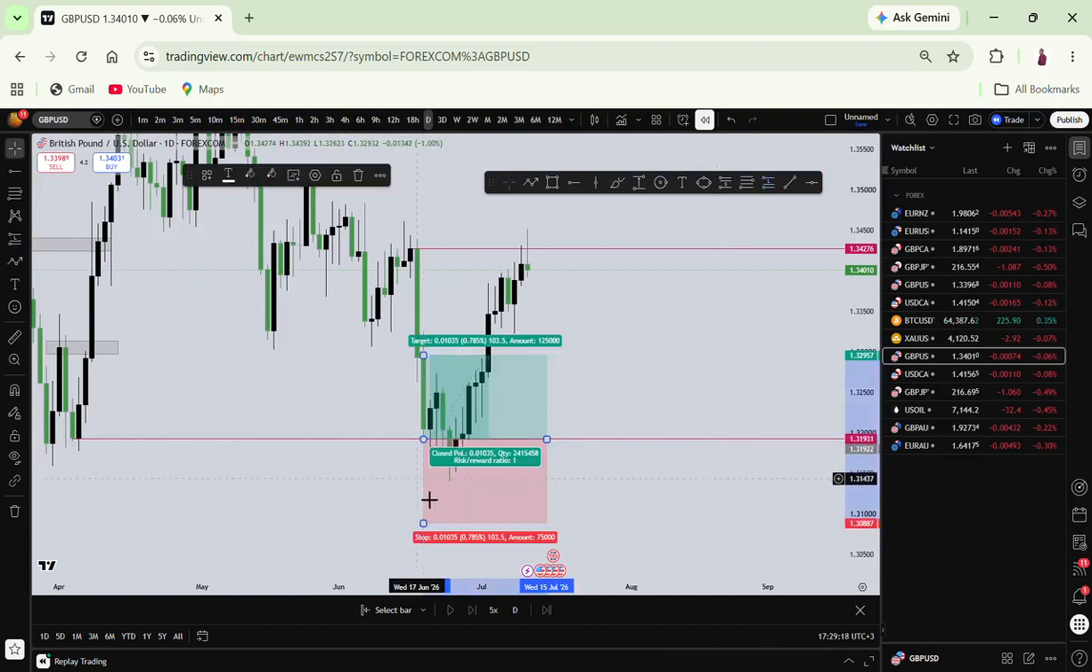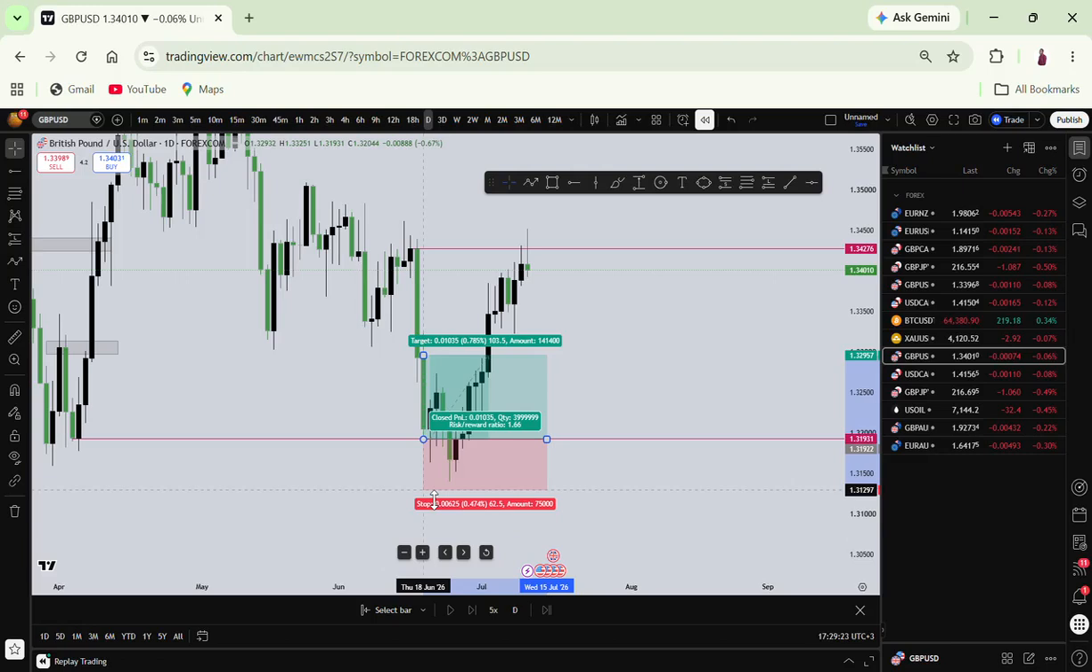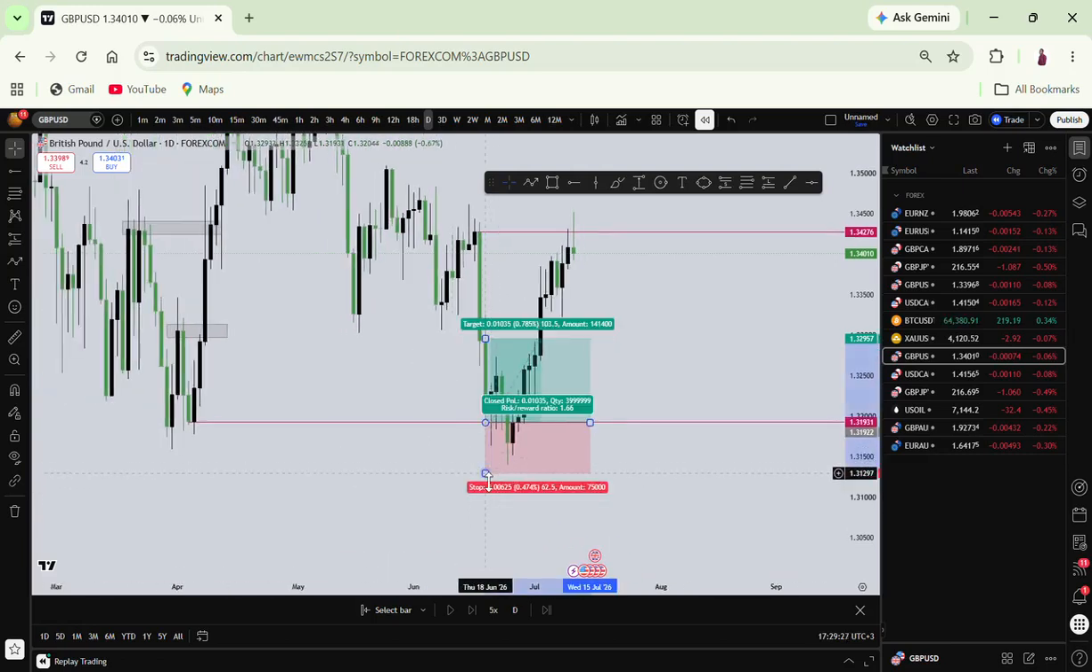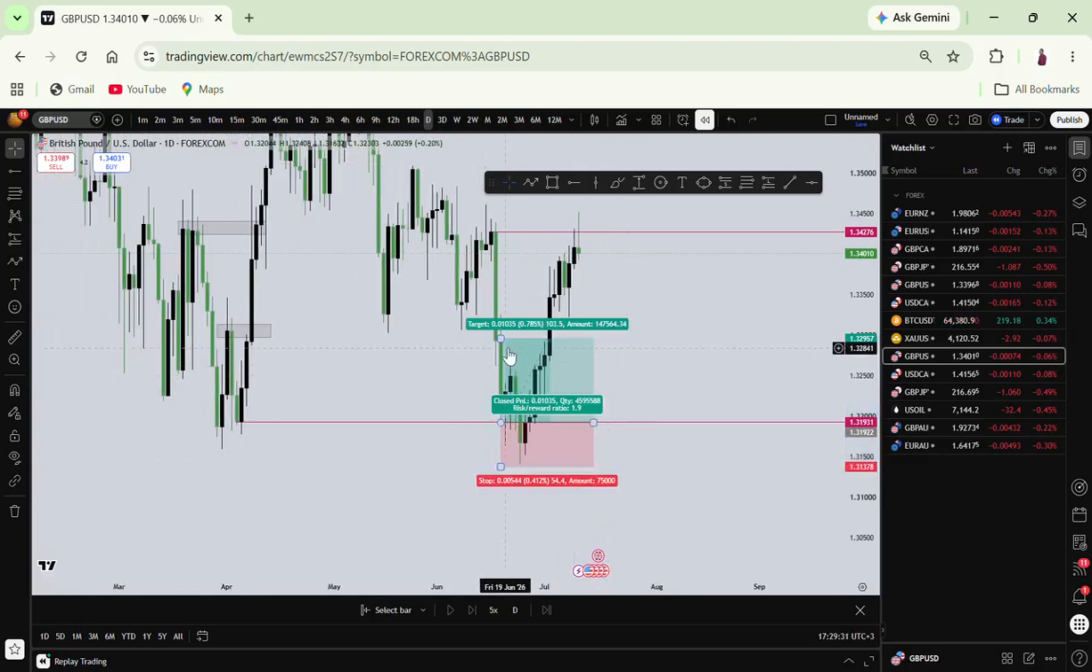So those of you that are swing traders, this is where you could have taken your entry. All right, though this would have been a big stop loss. Maybe you could have risked like 60 or 50 pips, and then you are targeting maybe something like 200 pips.